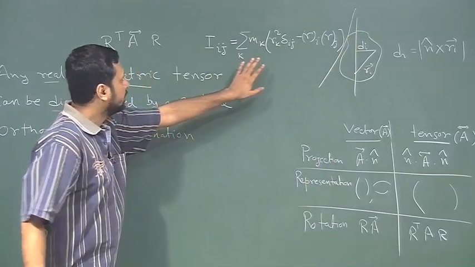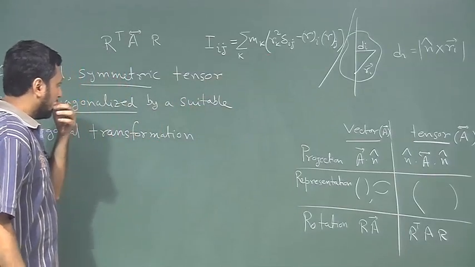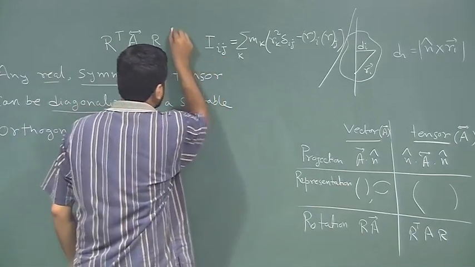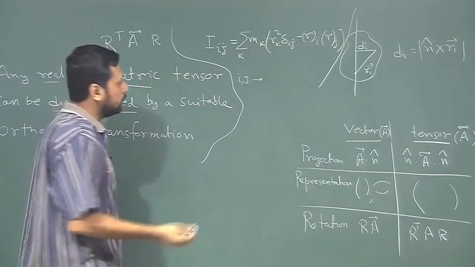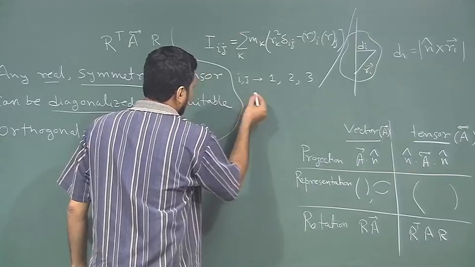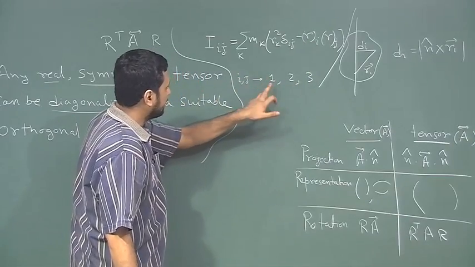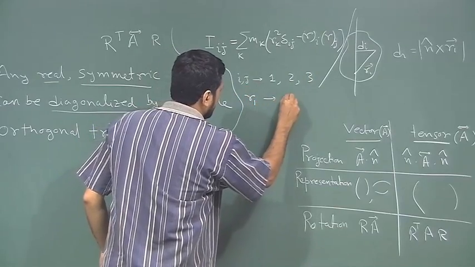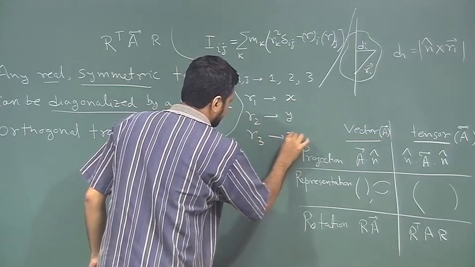So, this is a way we can represent a moment of inertia tensor. Let me explain. i and j are 2 indices, and in this case i j can take values of 1, 2 and 3. When I say, for example, r i, and let us say i is equal to 1, it will be r 1. So, r 1 means x, r 2 means y, and r 3 means z.